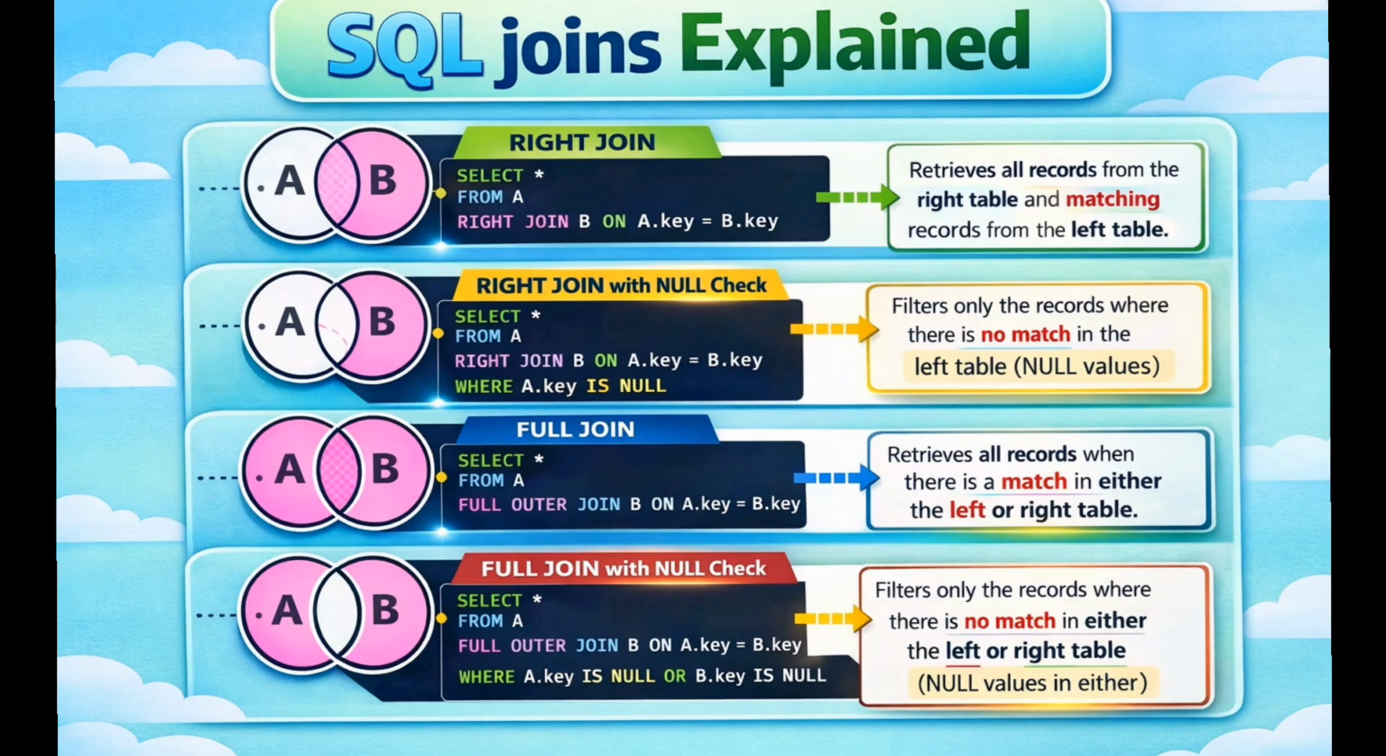To summarize, right join returns all records from the right table and matching records from the left table. Right join with null check finds records that exist only in the right table. Full join returns all records from both tables. Full join with null check identifies unmatched records from either table.